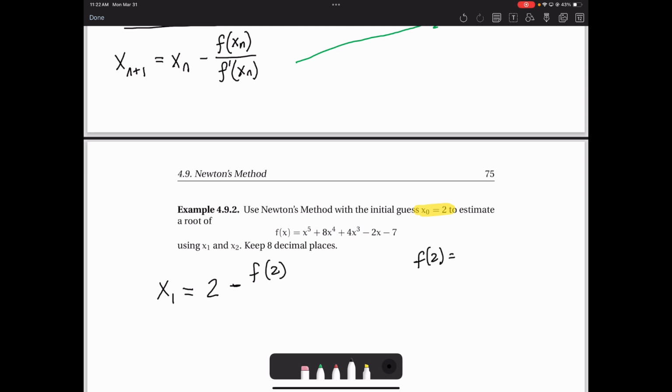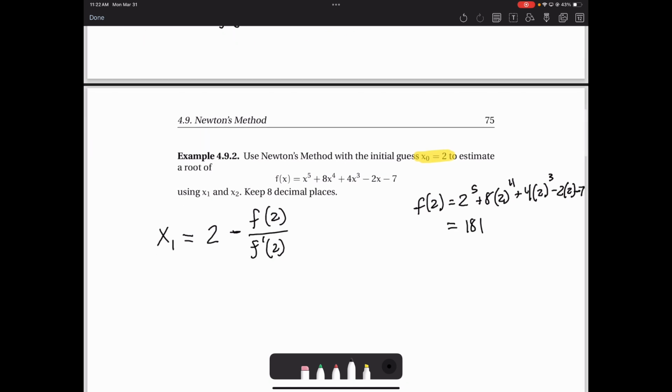Well, let's see. What's f of 2? I get 2 to the 5th plus 8 times 2 to the 4th plus 4 times 2 to the 3rd power minus 2 times 2 minus 7. So that's just the function value at 2, and you end up with 181. Okay? What do I divide that by? The derivative value at 2. So that means I need to find the derivative. I get 5x to the 4th plus 32x cubed plus 12x squared minus 2.